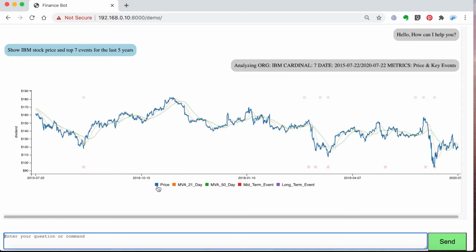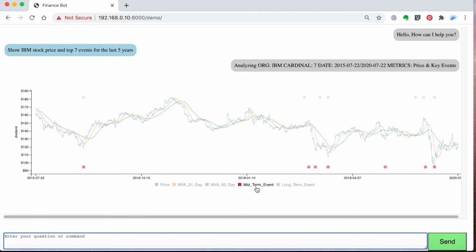The chart shows the price, the 21-day moving average, the 50-day moving average, events that shape things over the midterm, events that shape things over the longer term.